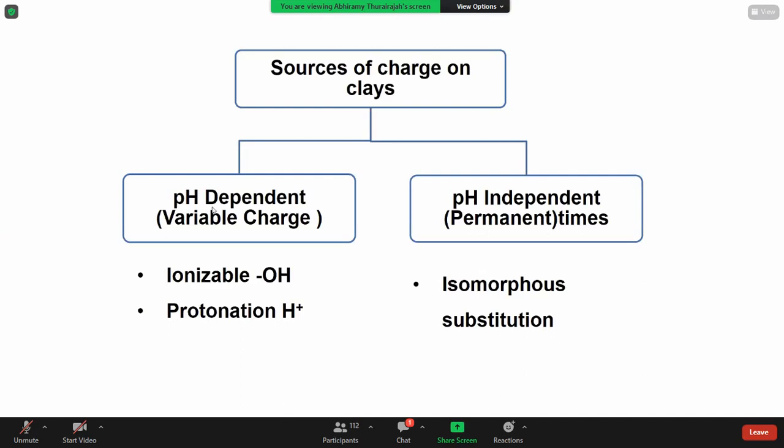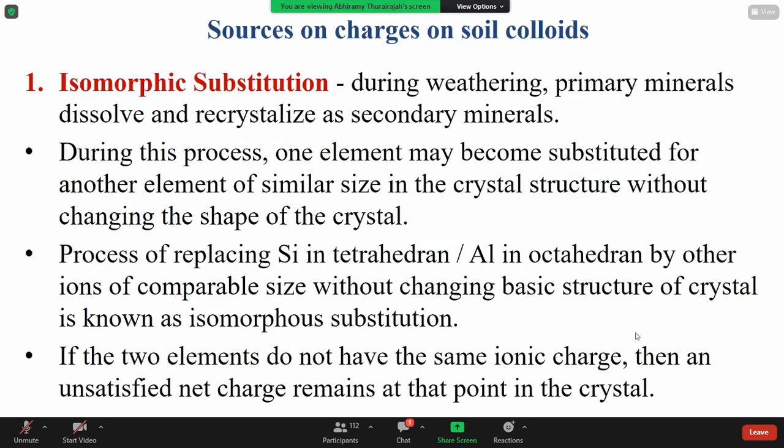Okay. So now you know there are two main types of sources for the charge development. One is pH dependent and the other one is pH independent, right? Now we'll see one by one. First we'll see about the isomorphic substitution, how the isomorphic substitution creates the charges on the colloids.